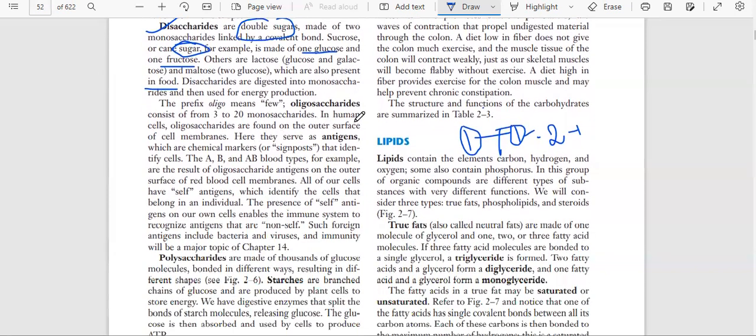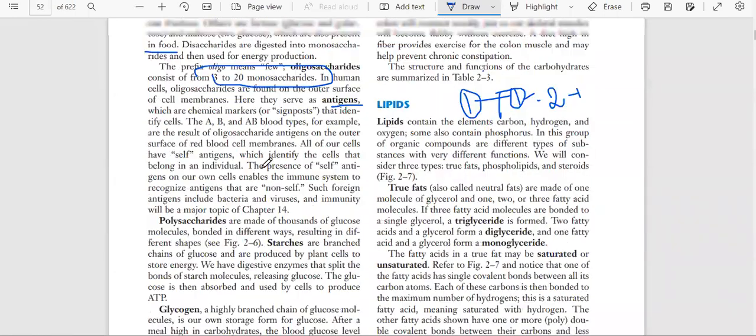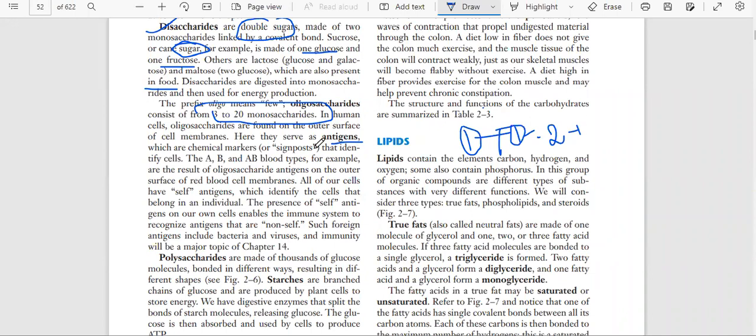Then we have oligosaccharides. Oligosaccharides consist of 3 to 20 monosaccharides. But where are they utilized? They are utilized to make antigens. So whatever antigens are made, are made with the help of oligosaccharides. So we talked about oligosaccharides, and where oligosaccharide is utilized to make antigens.